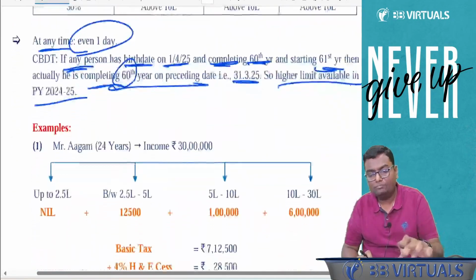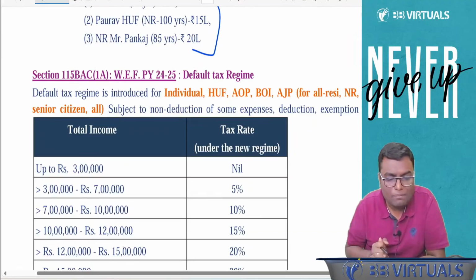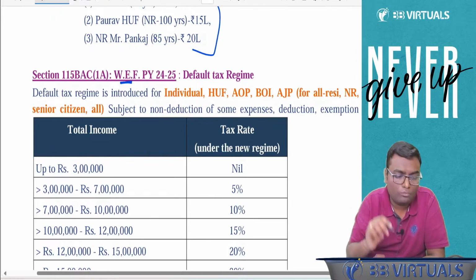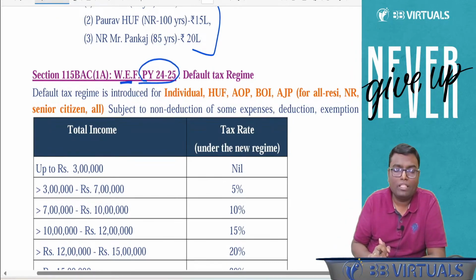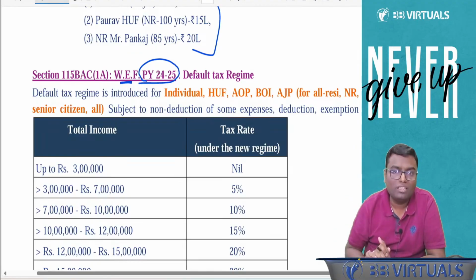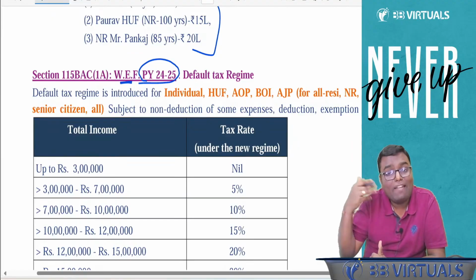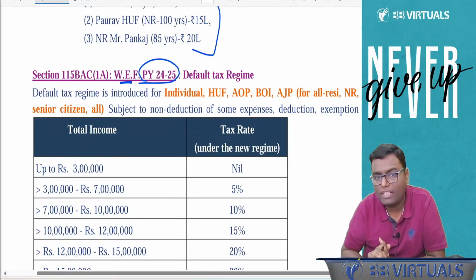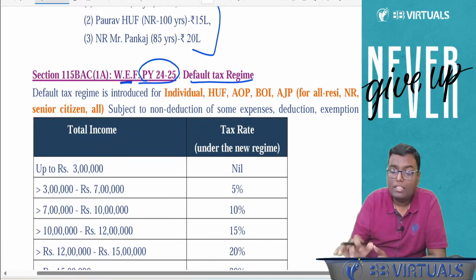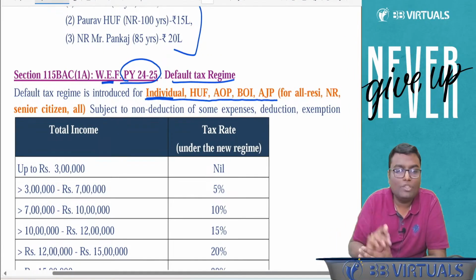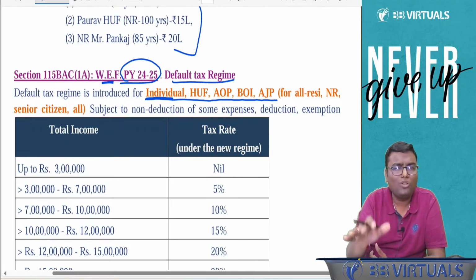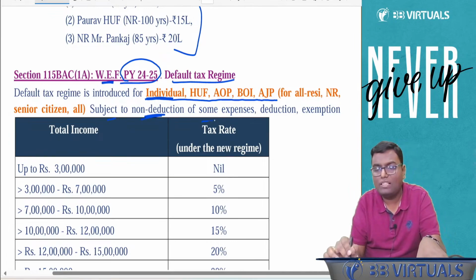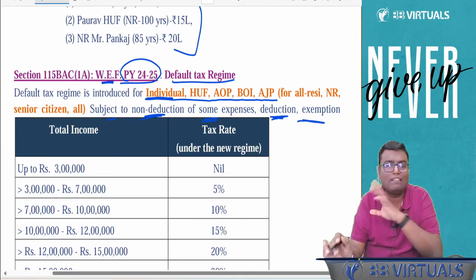So see what I have written over here. Section 115 BAC subsection 1A, with effect from previous year 24-25. See, this section came from 2021, but they are changing the rates every year. For you, this tax rate is applicable, and hence it is written with effect from previous year 24-25. Default tax regime is introduced for individual, HUF, AOP, BOI, AJP, either resident or non-resident, senior citizen, whatever. We don't care. Subject to non-deduction of certain deductions and exemptions.